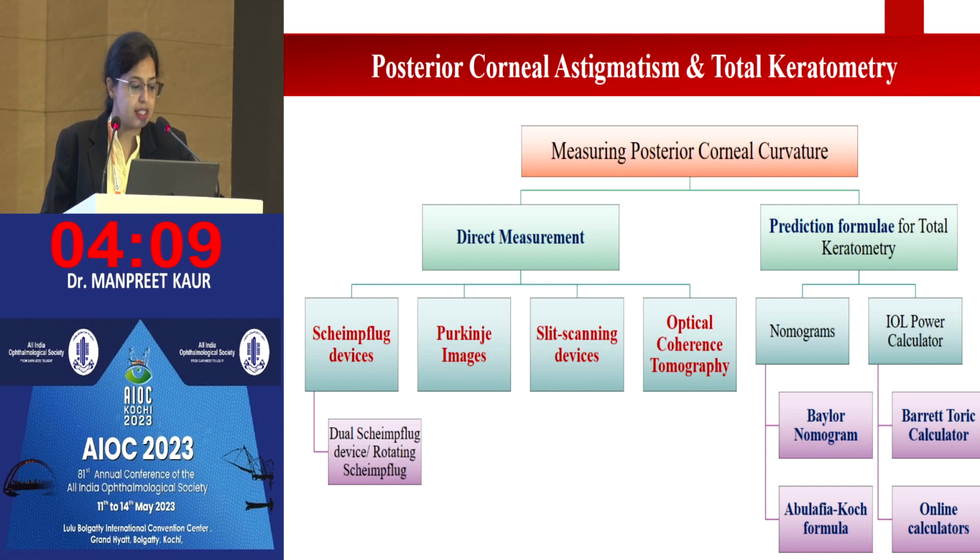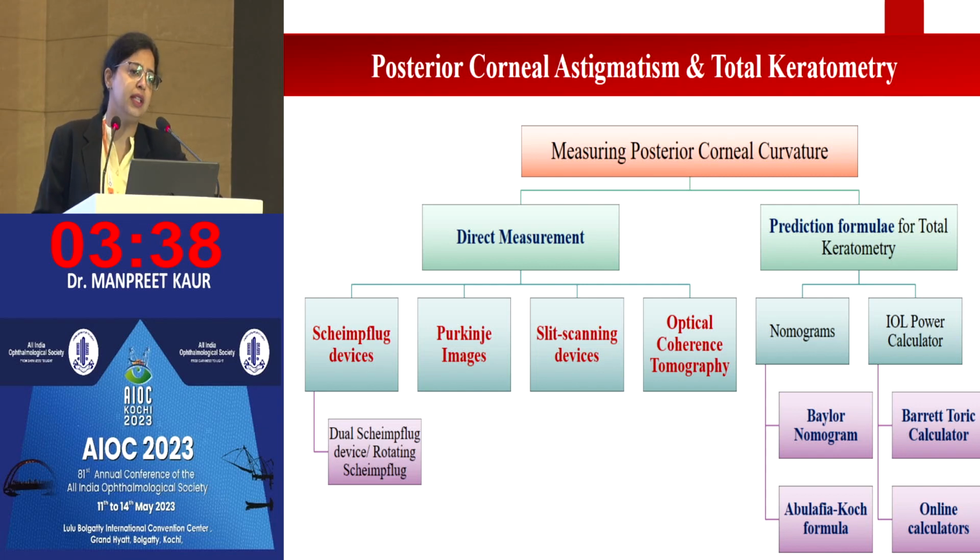We have devices: optical coherence tomography based devices, slit scanning devices, Purkinje image based devices, and Scheimpflug devices. A few examples are Pentacam and IOLMaster 700. Then there are prediction formulas for total keratometry. There are nomograms that take into account the posterior corneal curvature, including the Baylor and the Abulafia-Koch formula. Then the calculators also account for it: the Barrett toric calculator, Barrett True K, and various other online calculators.